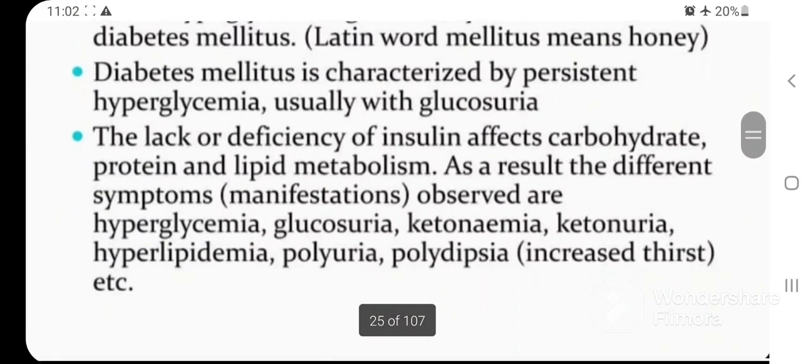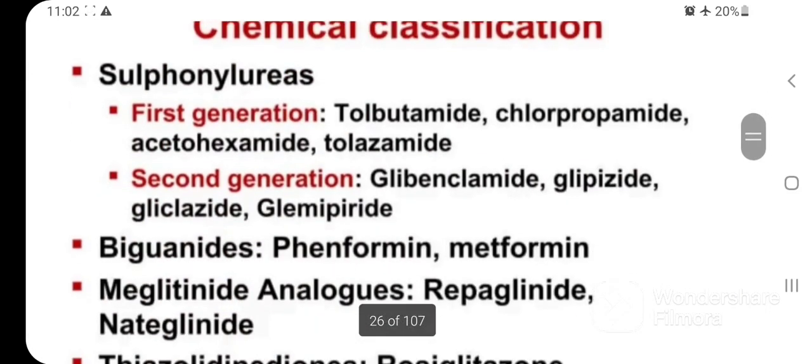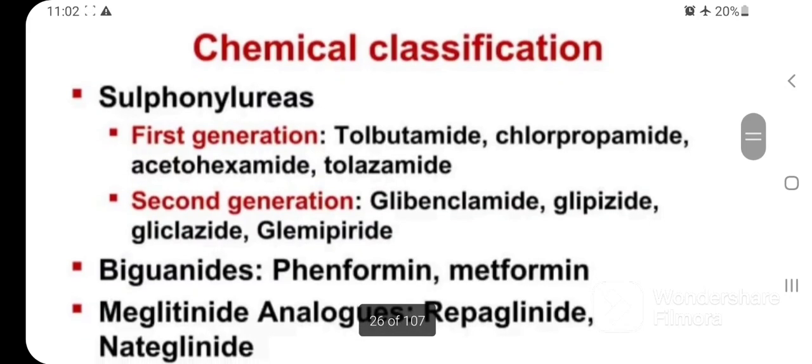Clear? Mainly diabetes mellitus is observed in patients who are unable to secrete the appropriate amount of insulin in the body. That is the major reason here. They are unable to produce the appropriate amount of insulin. Now, there are some classifications for this. Sulfonylureas, this only I am going to tell you.